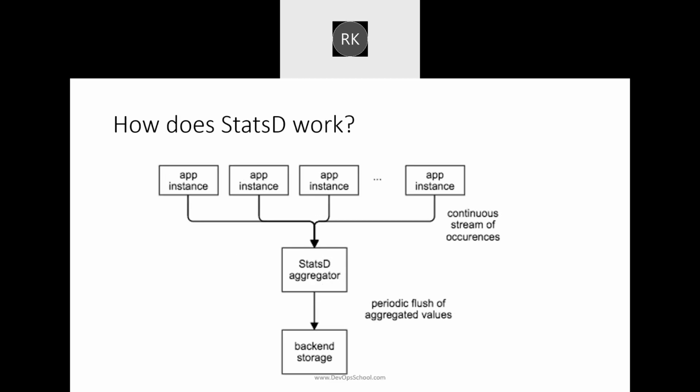Look at this here. There is one application running in this image. We have four applications running. You will install the client library, and whatever data you want to send, you will configure it. You will write code for it, and those client libraries send the data to StatsD, which is a daemon. StatsD aggregates that data and sends it to the backend storage, which can be Datadog or any database. It can be anything.